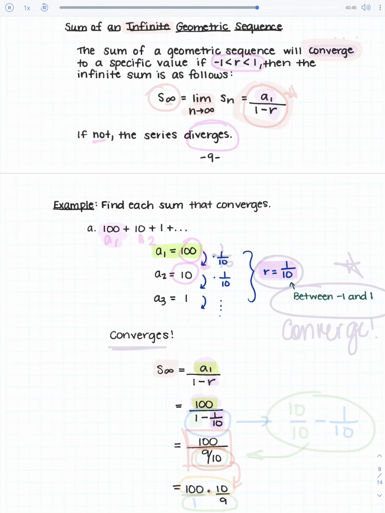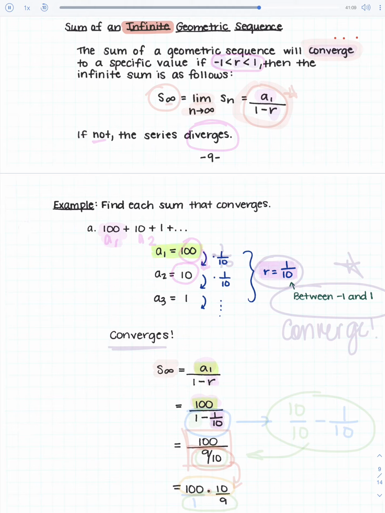If you have a geometric sequence that is considered infinite, remember, a sequence that is infinite continues on forever. A lot of times you'll see that, which means it's going to keep on going forever and ever and ever. Well, how are we going to know if it converges or diverges?